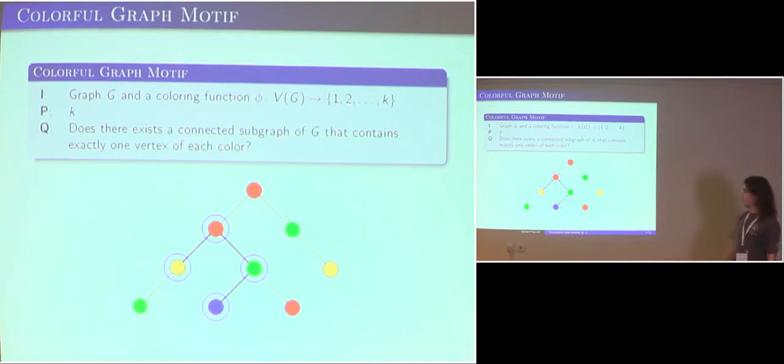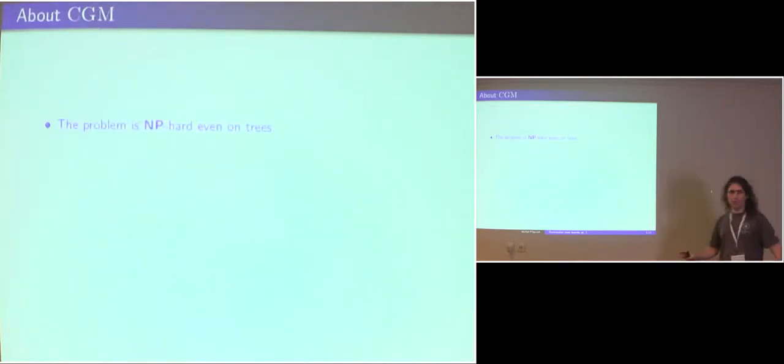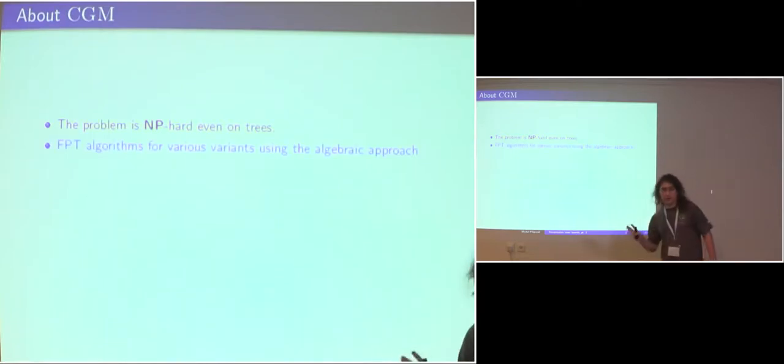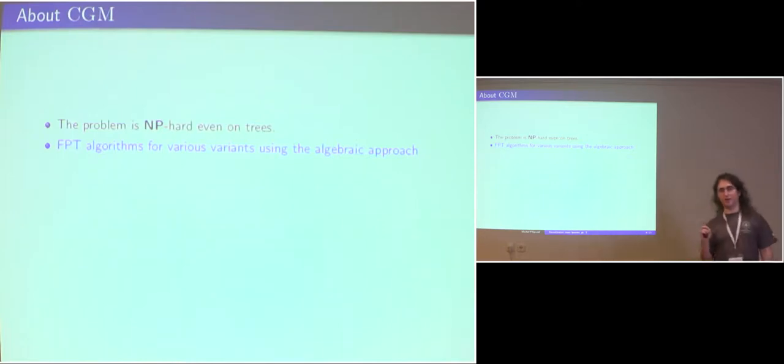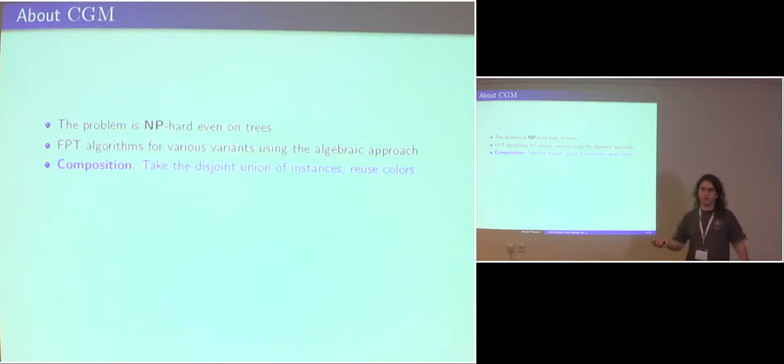Right? Okay. So this problem, I will not prove it. It's a nice exercise to show that it is NP-hard even on trees. Yes? So it's a hard problem. Just a remark, this problem is FPT, and there are a lot of very nice algorithms for this problem using an algebraic approach. So if you are interested in this problem, it's nice to see what happened there. But it doesn't admit a polynomial kernel unless bad stuff happens, because it has trivial composition.